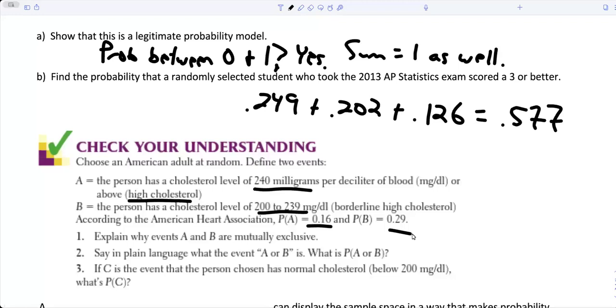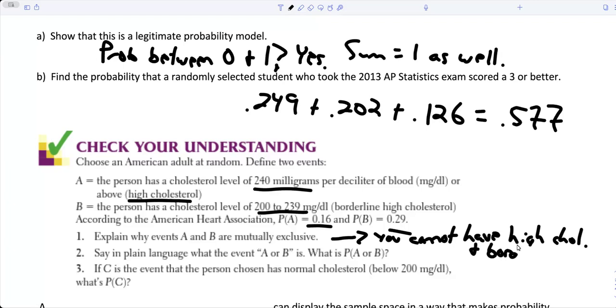You can't have high cholesterol and borderline at the same time, right? So you cannot have high cholesterol and borderline at the same time.